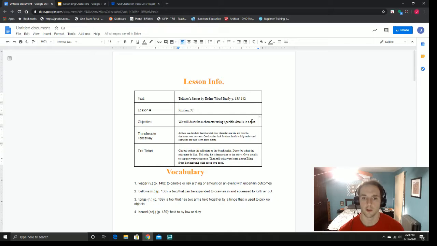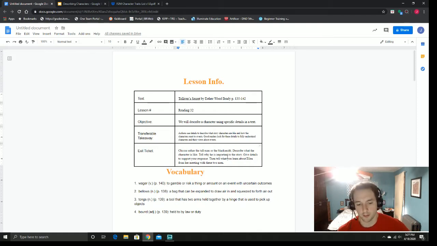Okay. So by the end of the lesson today, we're going to meet two new characters in this chapter, and both of them are unnamed characters. There's a tall man and there's a blacksmith. That's what we know about them. We're going to choose one of them, describe what they are like and include why they are important to the story. We're going to make sure we have some details to support that, and lastly, we're also going to tell what we learned about Ellen from her meeting with these two men.